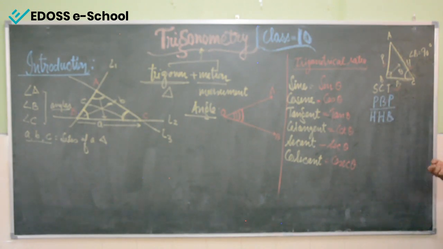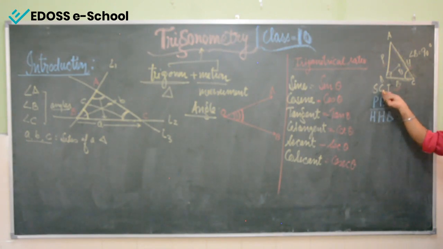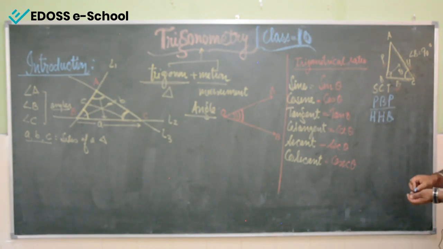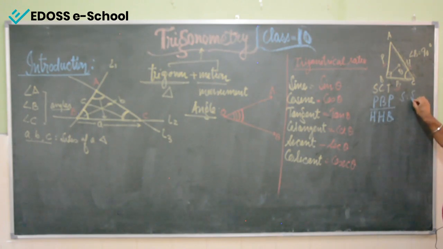Then for this one, suppose this is the angle theta here and this is the base. The base means this one, B. This is perpendicular, that is P, and this is H, that is hypotenuse. Now SCT. The S is defined for sine. S means sine, C means cos, and T means tan.